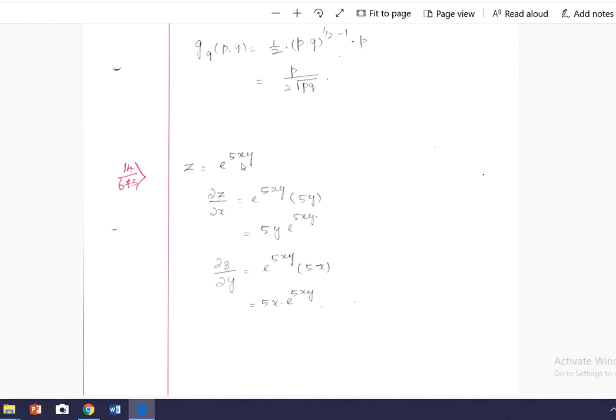This is equal to e power 5xy, and then do the differentiation of 5xy. Y remains the same. Differentiation of x will become 1. Therefore, it will be 5y into e power 5xy. And when you do dou z divided by dou y, e power 5xy remains the same, and the differentiation of 5xy will become 5 into x. Y, it's 1. Therefore, 5x into e power 5xy.